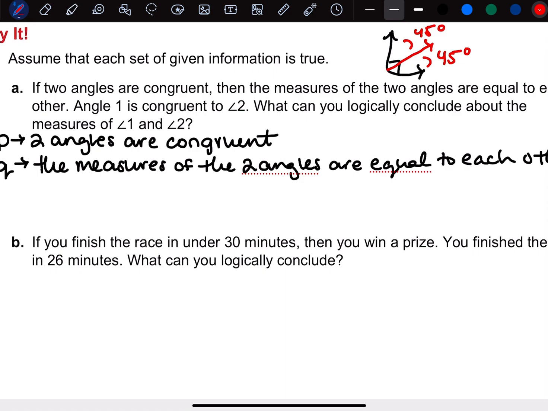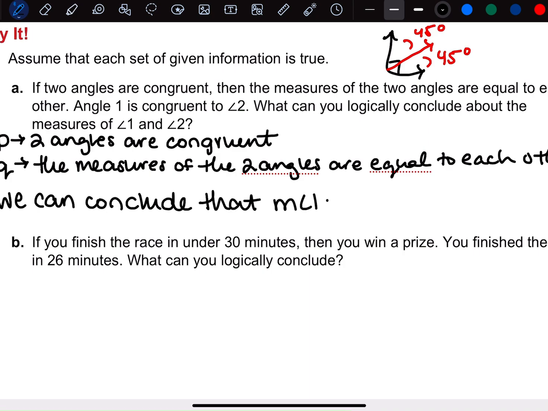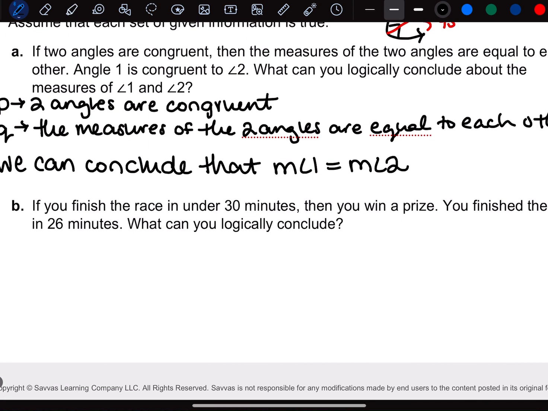So we can conclude that the measure of angle 1 is equal to the measure of angle 2. And that's all you have to do for that example. Now, I would like you to pause this video and try B. Same method: identify P and Q and think logically. Can this be true? Or can I make this scenario follow these guidelines?